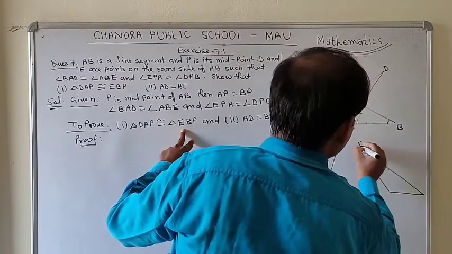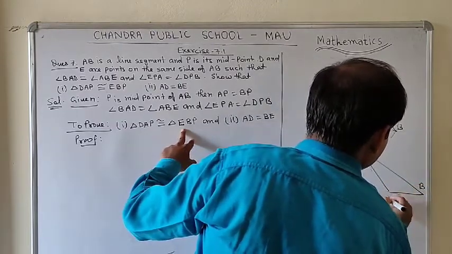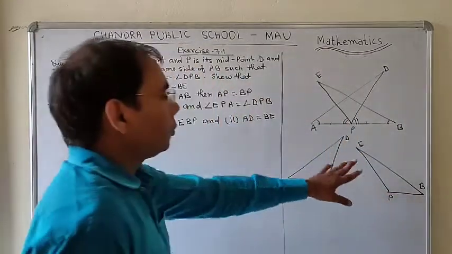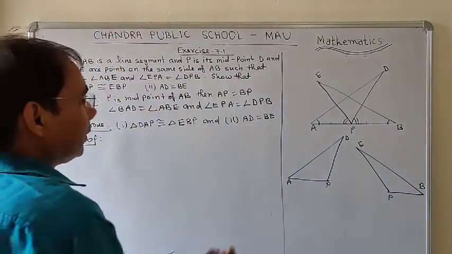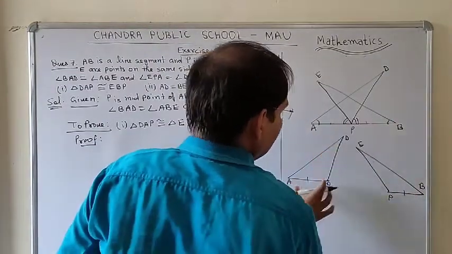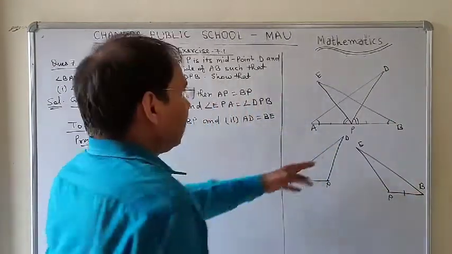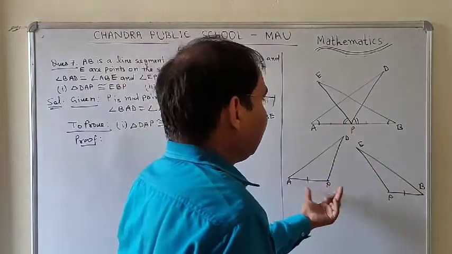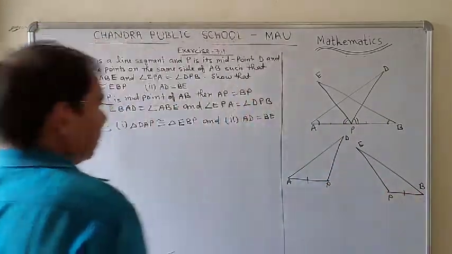So it is the triangle EBP. Now in both the triangles you need to show two things are equal. You can see here that AP and BP are equal in both the triangles. The reason is that P is the midpoint of AB, that's why AP equals BP. So here you can write.